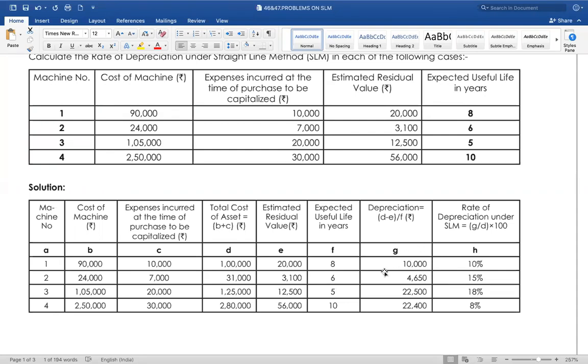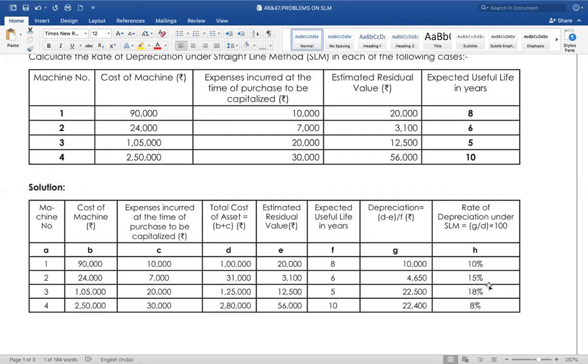Next is machine 2. 4,650 is the depreciation, by the total cost of the asset, 31,000, into 100 gives you 15%. At 15%, this machine is getting depreciated. And the third machine, the depreciation value is 22,500 but its total cost is 1,25,000. So 22,500 by 1,25,000 into 100 gives you 18%. That's the rate of depreciation. At this rate, this machine is getting depreciated.